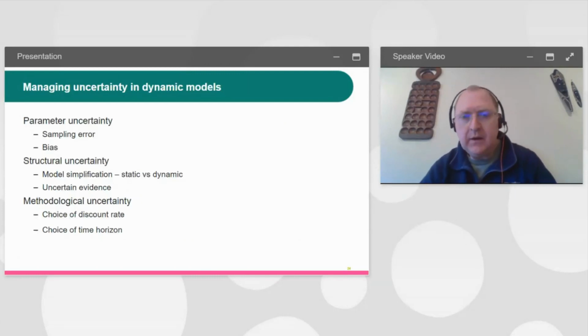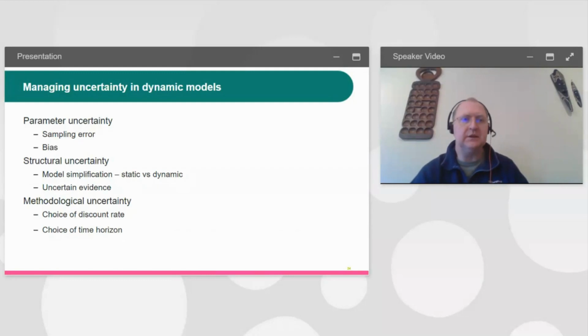Okay, I'm going to touch briefly on some considerations around uncertainty in these types of models as well. As is common with many decision models, particularly in health economics, there are various levels of uncertainty that may need to be accounted for, either within the parameters themselves, so how well we measure them, the sorts of biases involved, within the structure of the model itself. So we've talked about static versus dynamic, but it can also arise out of uncertainty in the evidence.